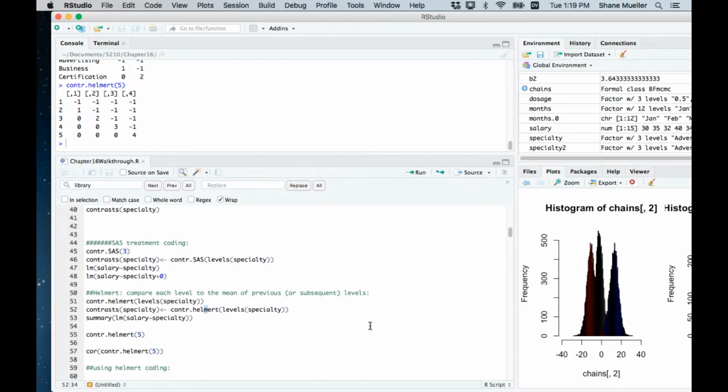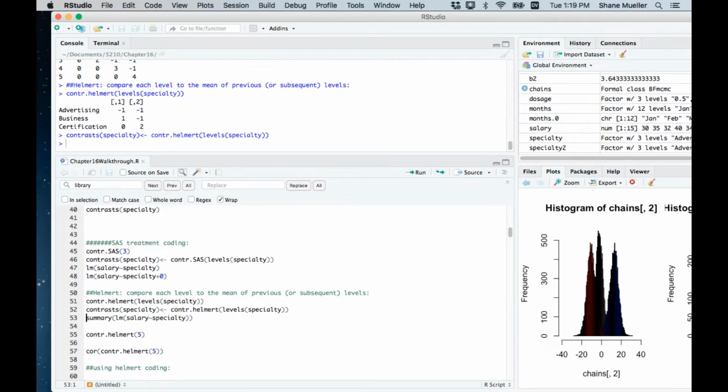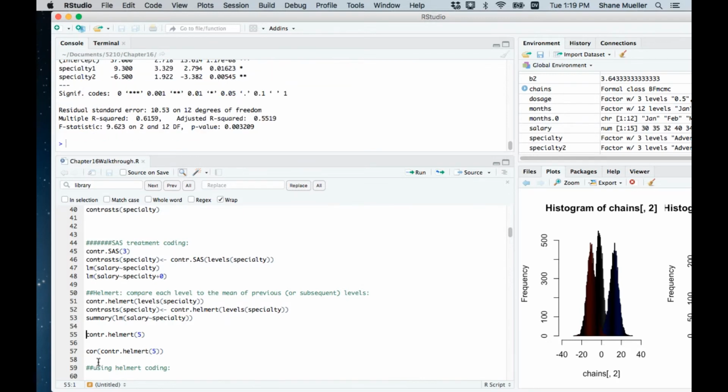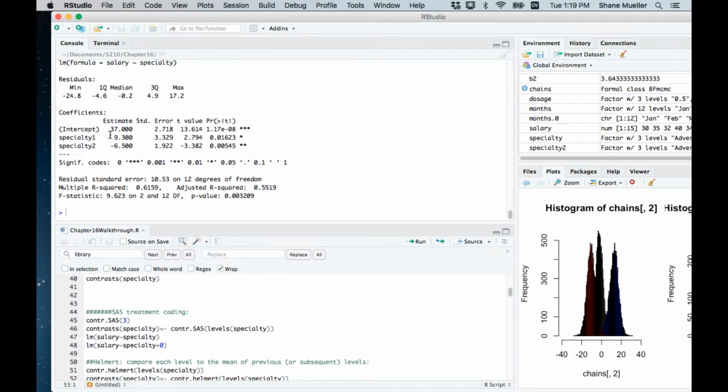So I can set it equal to the contrast, especially equal to the Helmert coding of that, and then just look at the summary of this. Now this doesn't completely make sense because these aren't really ordinal, but now you see the intercept. The other thing that the Helmert coding does is that the intercept is actually the mean of the entire set.